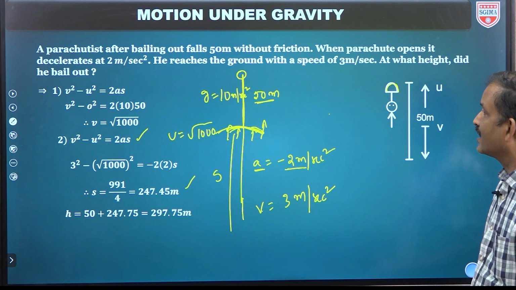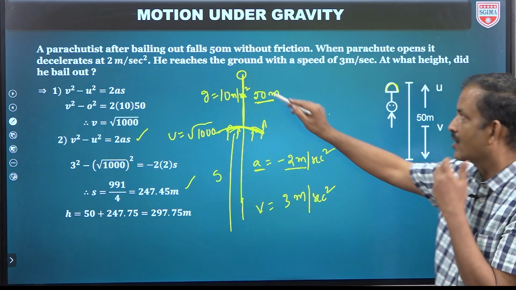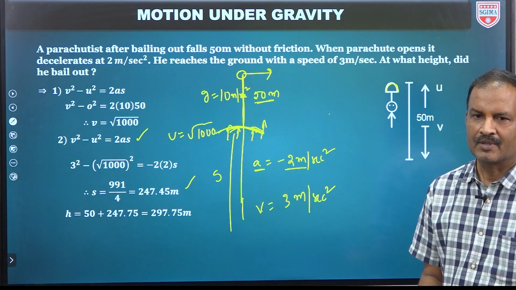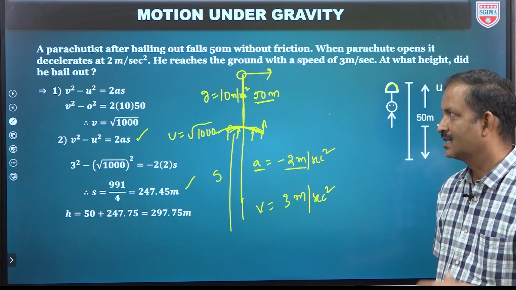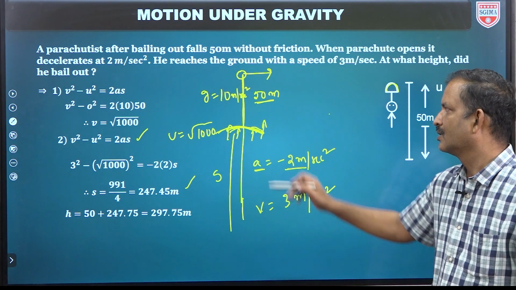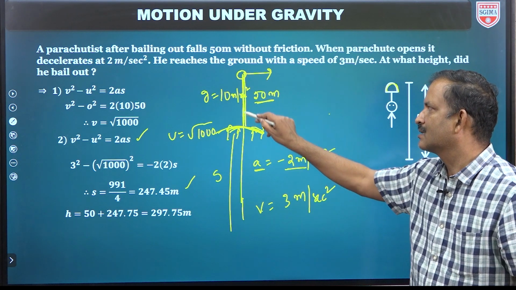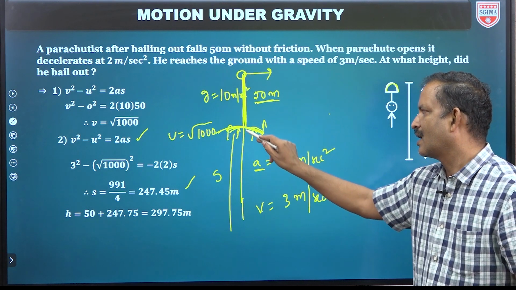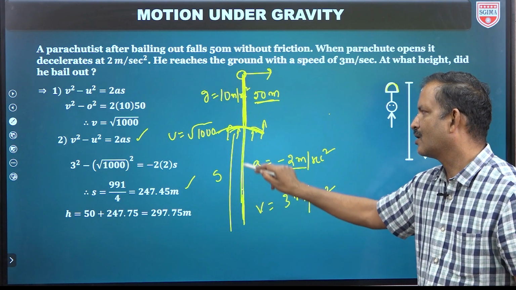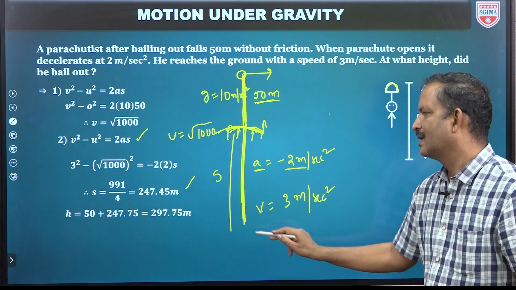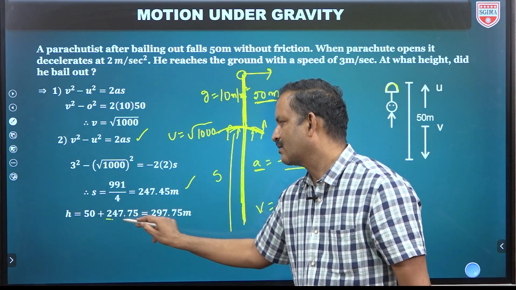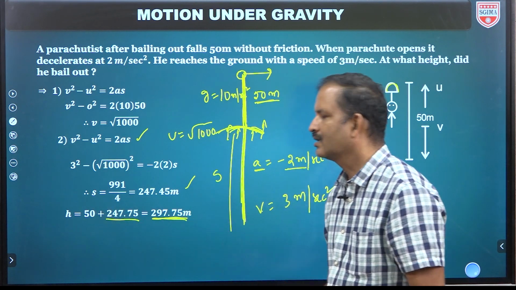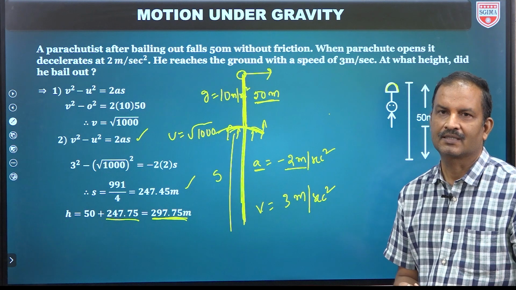So, at what height did he bail out? Means already here he bailed out. Bailed out means he jumped from the aeroplane. So, freely he is traveling as a freely falling body in 50 meters, and remaining with parachute he is going down with retardation, that is 247.75. So, total distance he travelled is 297.75 meters.